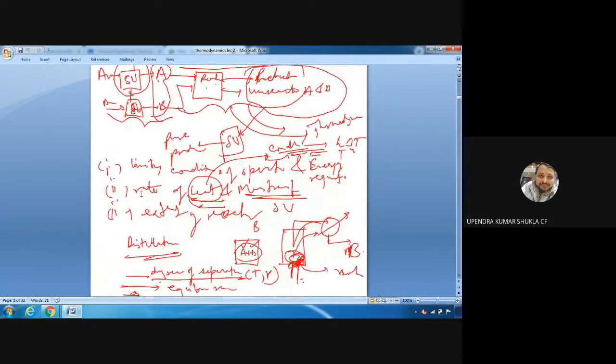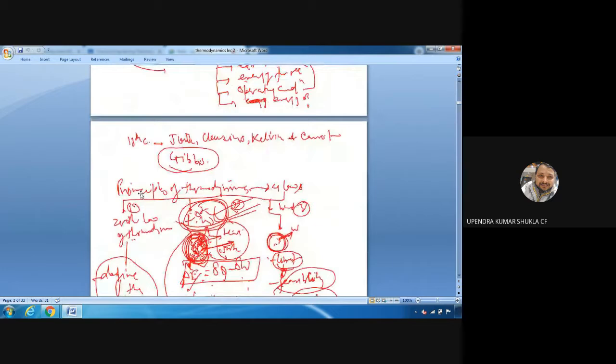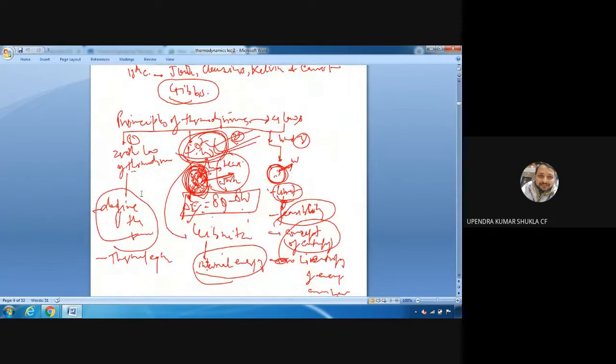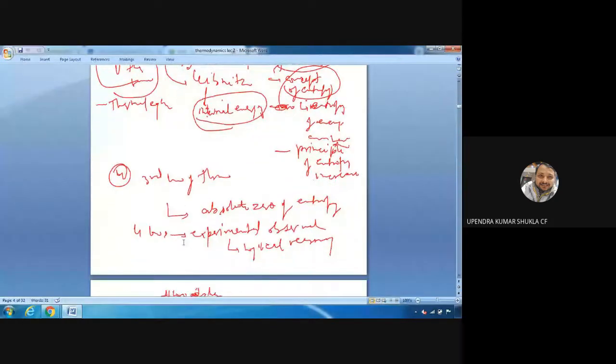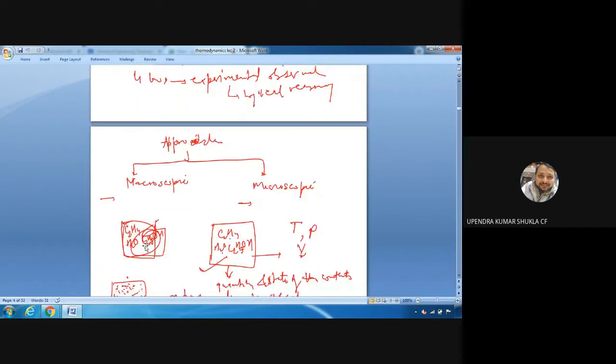Now, all those things we have discussed, the need of thermodynamics, and then what are the principles of thermodynamics? Four laws. Zeroth law of thermodynamics will define the temperature. First law of thermodynamics will define the internal energy, and second law of thermodynamics will define the concept of entropy. Third law of thermodynamics will talk about absolute zero entropy, and these four laws are experimental in nature. Logical reasoning would be there.